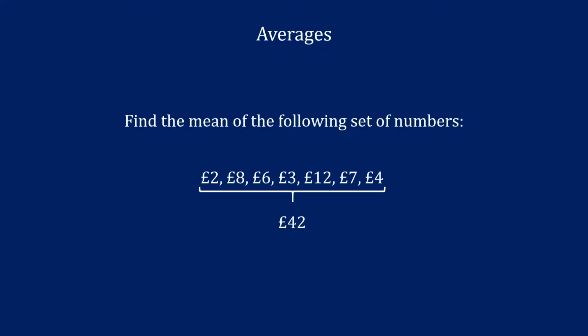So we have 1, 2, 3, 4, 5, 6, 7 people in here. So I'm going to take those 42 pounds and distribute it evenly between 7 different people. And everyone would get 6 pounds. And that is it. So my mean here is 6 pounds.